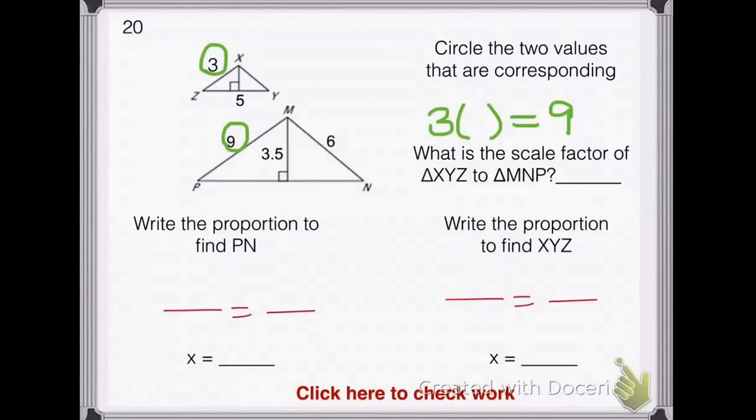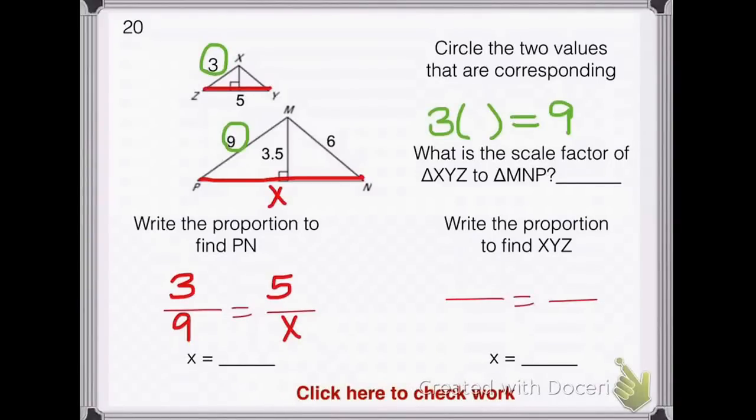So to do that, I want to see what side PN corresponds to. PN corresponds to ZY. So I would use 3 over 9. Those are my corresponding values. Equals 5 over X. And I would cross multiply to find my answer.